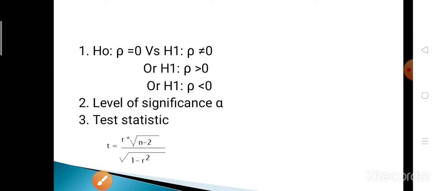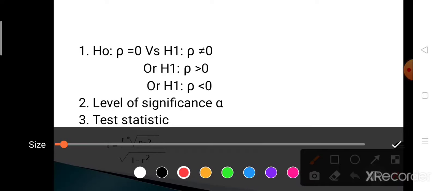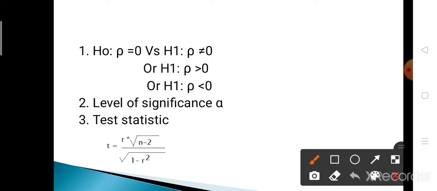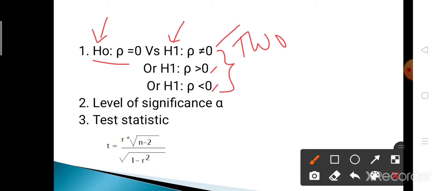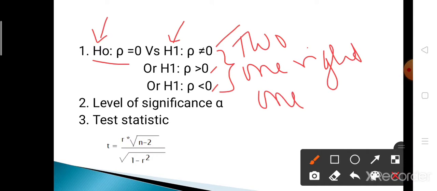So the first step involved in the testing of hypothesis is formulate the null and alternative hypothesis. Null hypothesis is denoted by H0 and alternative hypothesis is denoted by H1 or HA. So here the H0 is rho is equal to 0 versus alternative hypothesis. There are the three cases. Rho is not equal to 0, rho is greater than 0 or rho is less than 0. Not equal to, that means the two-sided test. Rho is greater than 0, that means one-sided right test, and rho is less than 0, that is one-sided left test.